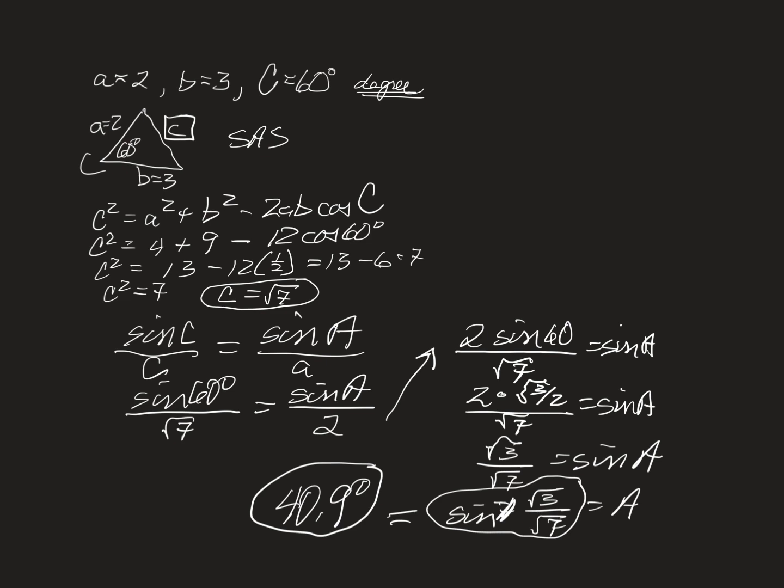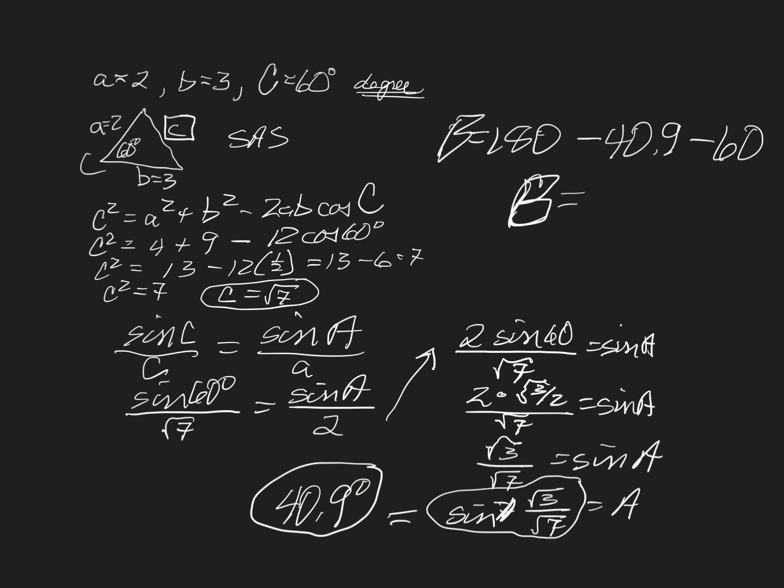So we now have two angles. We have angle C and angle A, and so now we need to find angle B. So we take 180 minus 40.9 minus 60, and that's 100.9. So we get angle B is equal to 79.1 degrees. And that's the last one. So now we have everything.